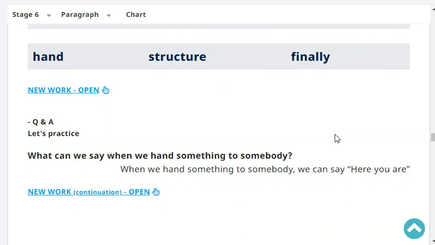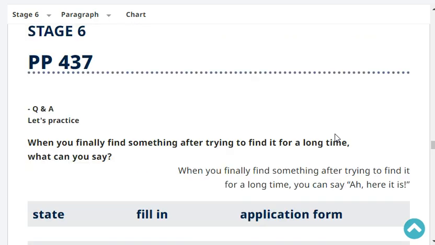Okay, next, what can we say when we hand something to somebody? When we hand something to somebody, we can say, here you are. Very good.